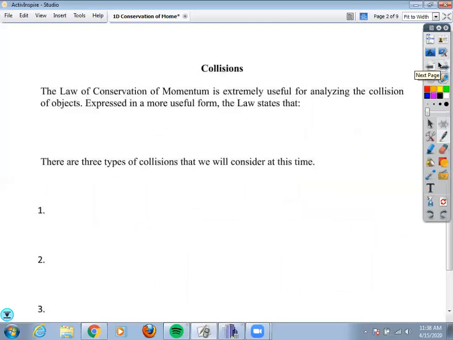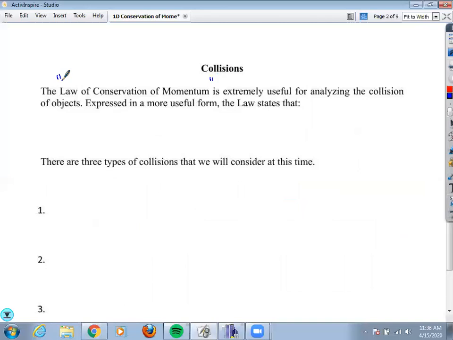So the law of conservation of momentum, that's essentially what we're learning about today. It's useful for analyzing the collision of objects. There's three types of collisions, which we'll get to in a second. But in a more useful form, what does the law state? The law states that the total momentum of a system before a collision equals the total momentum of a system after the collision.